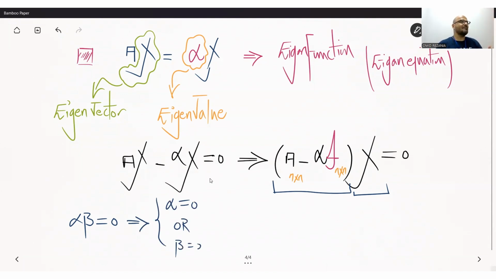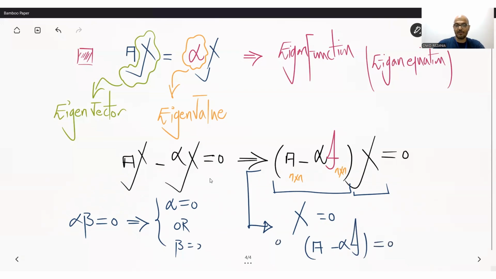If my pen times my cell phone becomes zero, either this is zero or this is zero, because zero multiplied by anything becomes zero. You have two things multiplied together, and one of them is enough to become zero, right? If that's the case, I'm going to look into this expression and connect it to this. It means that either x has to be zero or A minus alpha I has to become zero.